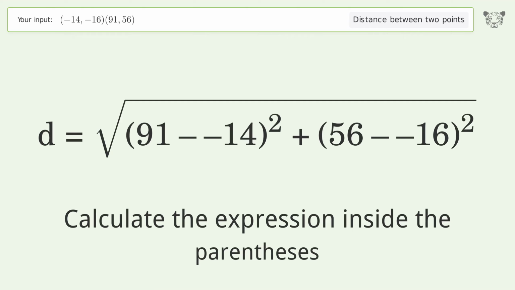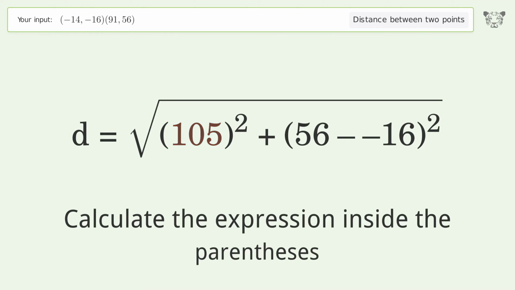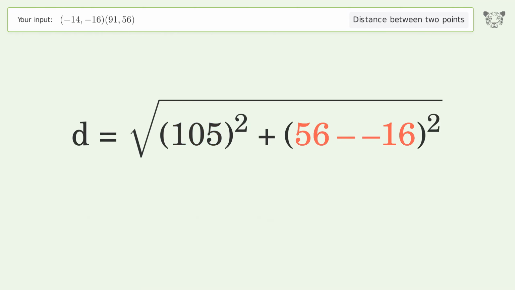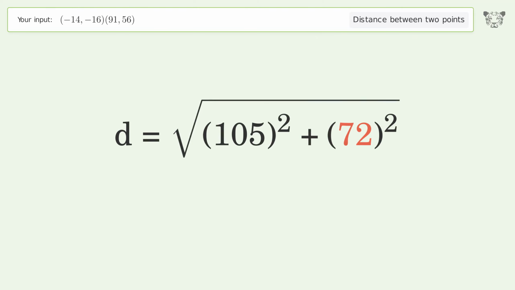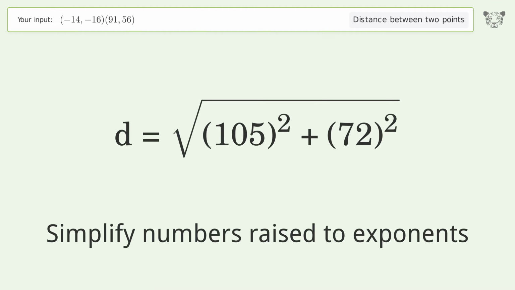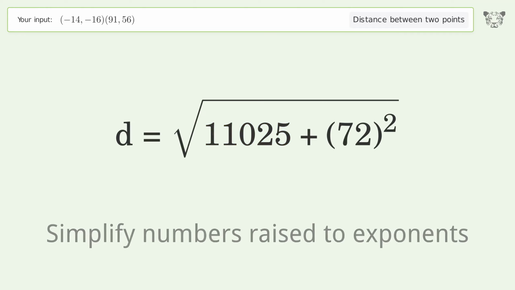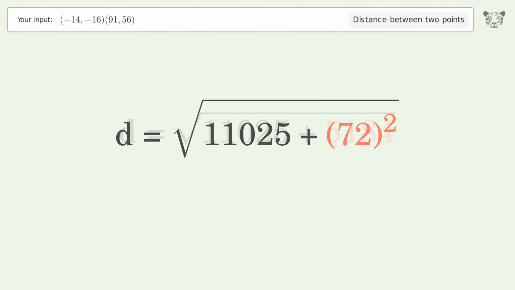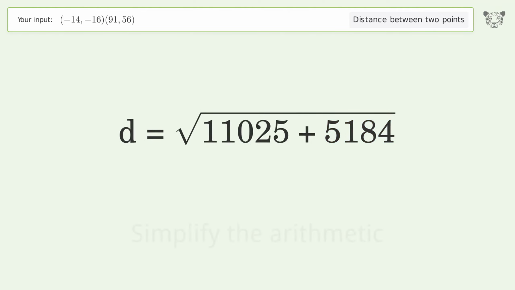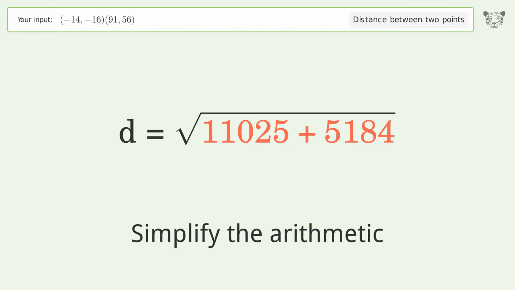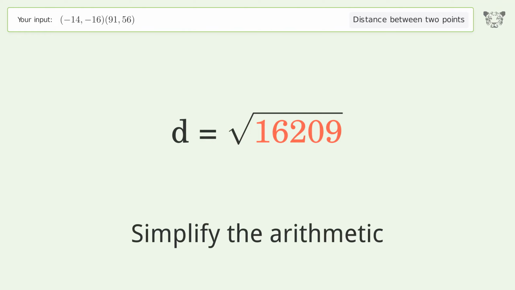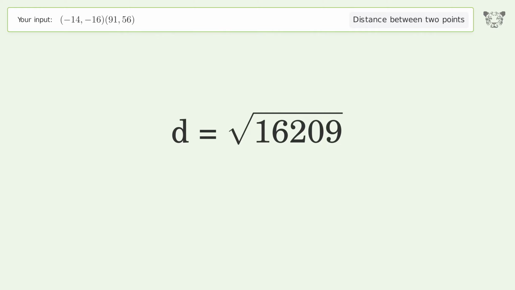Calculate the expression inside the parentheses. Simplify numbers raised to exponents. Simplify the arithmetic. And so the distance between the 2 points is the square root of 16,209, or 127.315.